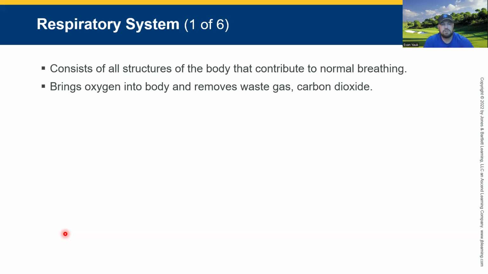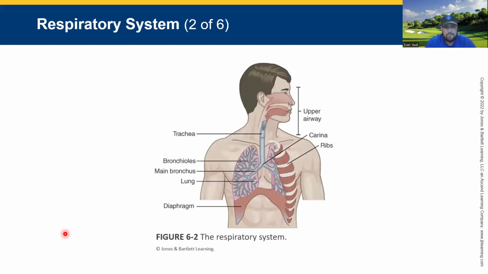So the respiratory system consists of structures of the body that contribute to normal breathing. There's a respiratory chapter coming up that we're gonna go into detail, so I don't want to spend a lot of time on this. I will tell you, I love the respiratory system. It's so cool. Brings oxygen into the body and removes waste gas, carbon dioxide, out of the body. Once again, you got to know these.